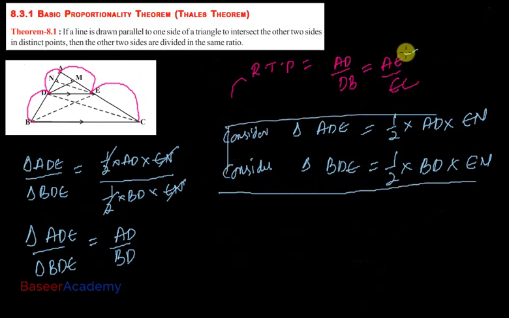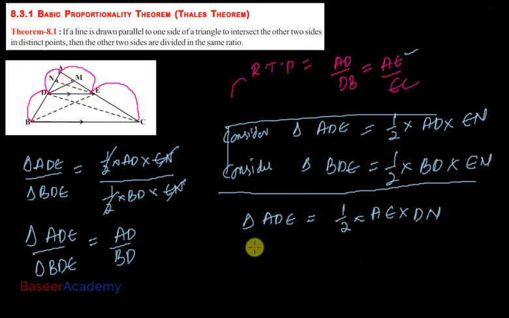Okay. Now that this is done, let me take the right hand side AE. AE is part of this triangle ADE, so I'll consider triangle ADE. Area of triangle ADE again should be half base into height. Base, I'm taking AE. Perpendicular height for AE is what? DM. So half base into height. Base is AE and height is DM.